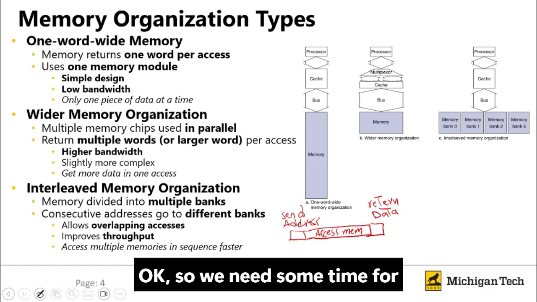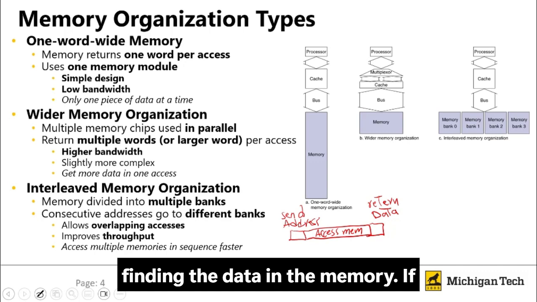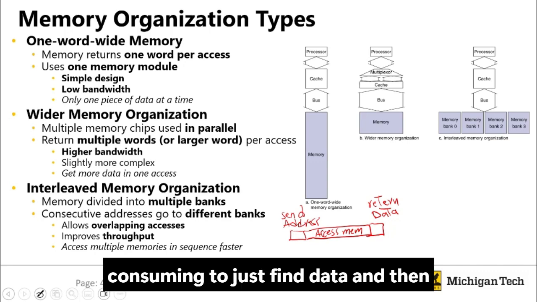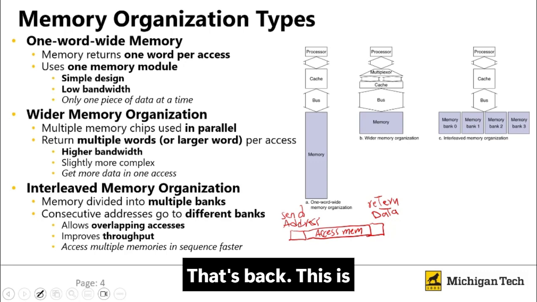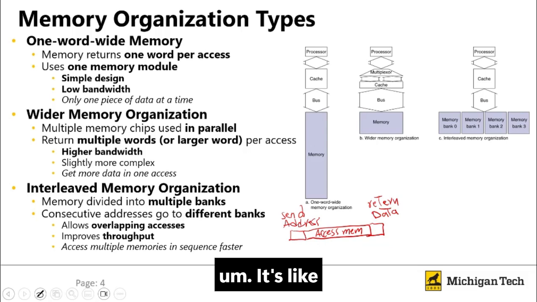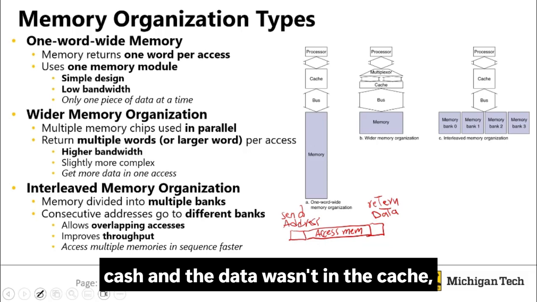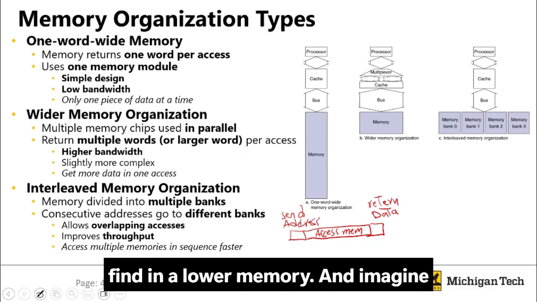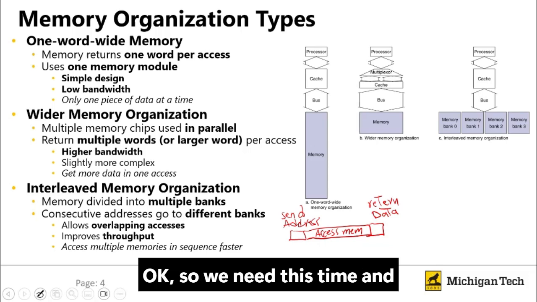Okay, so we need some time for sending the address and then accessing the data, finding the data in the memory. If the memory is big, it's so time consuming to just find data. And when we find it, we need to return that back. This is like if you are in a cache and the data wasn't in the cache, you need to do this search. It is the time that you need to find it in a lower memory. And imagine that the lower level is just memory. Okay, so we need this time.